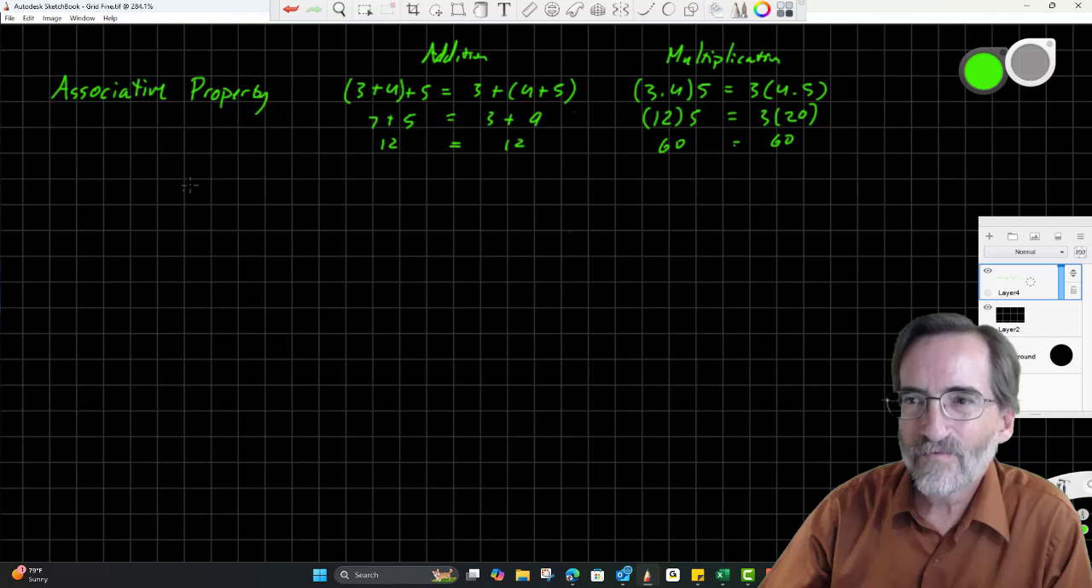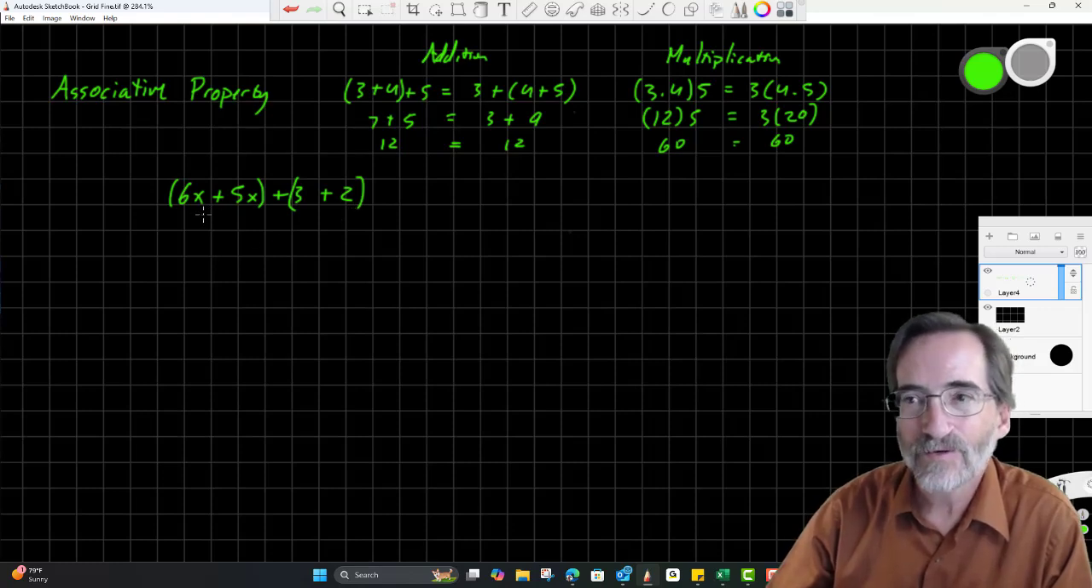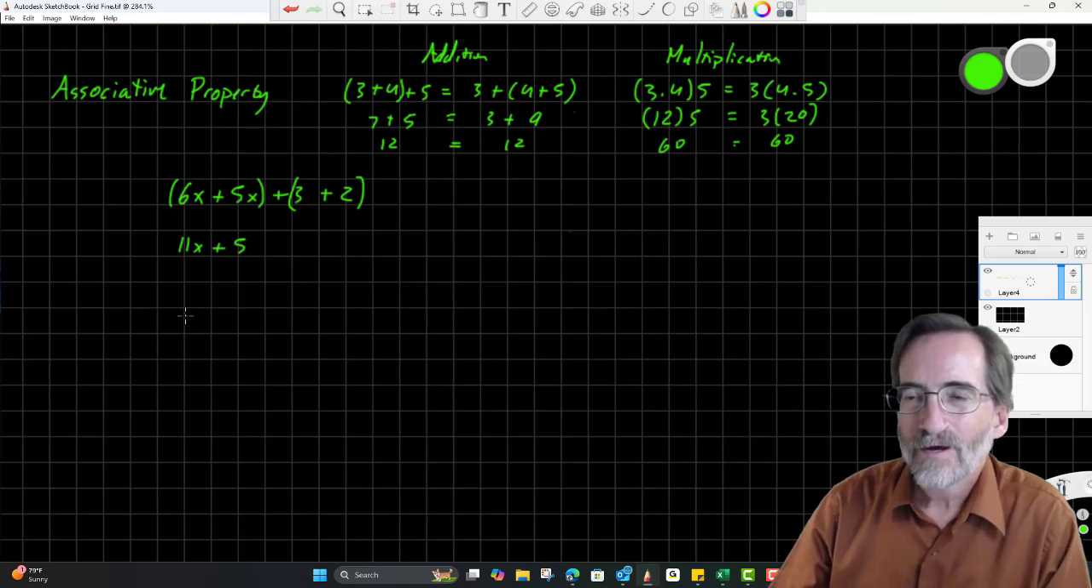Here's the way we typically use it. If I have like terms, 6x plus 5x plus 3 plus 2, I can use grouping, use the associative property to group the like terms together and add them together. 6x's and 5x's are 11x's. 3 and 2 are 5. Okay? And so that's really how it's used.